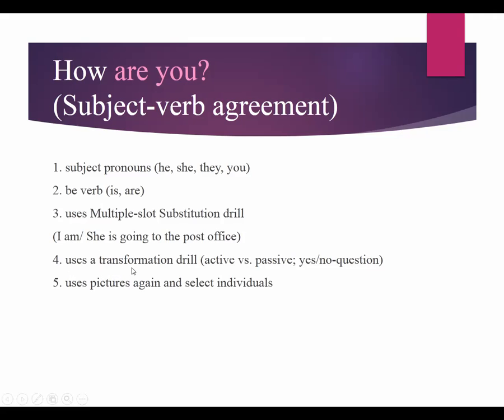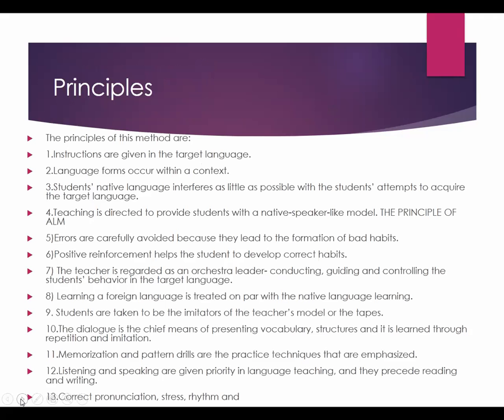Okay, it uses a transformation drill. Active and passive voices or yes-no questions can also be done through this method. It uses pictures again and selects individuals. So pictures are used. Right now I only asked two students to read out, but in class, because practice has to be done and everyone has to memorize these dialogues, the practice can be done with two students alternately, the drill can be done in the actual classroom.